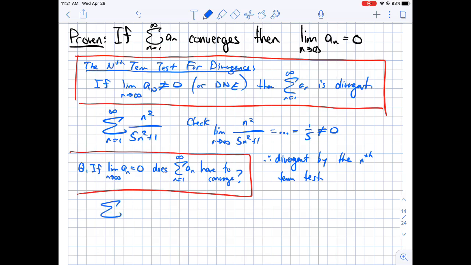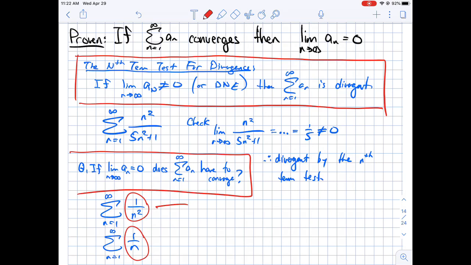Let's look at a few different series. Let's suppose we have 1 over n squared, and 1 over n. Both of these, if I were to do the nth term test on them, have terms that go to 0 as n approaches infinity. However, what we will see very soon, as we look at the integral test, is that the first one is going to be convergent, but the second one is going to be divergent.